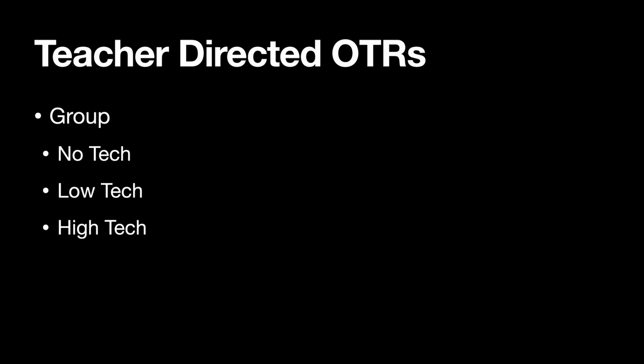I've divided the teacher-directed OTR to groups into 3 categories based on different levels of tech they might require: no tech, low tech, and high tech. In the no tech group, teachers can get a whole class to respond at once by asking students to respond in a choral fashion to a prompt in unison, for example. If I said, "The planet closest to the sun is," and the class responds, "Mercury." Choral reading is another way for the entire class to be responding at one time.